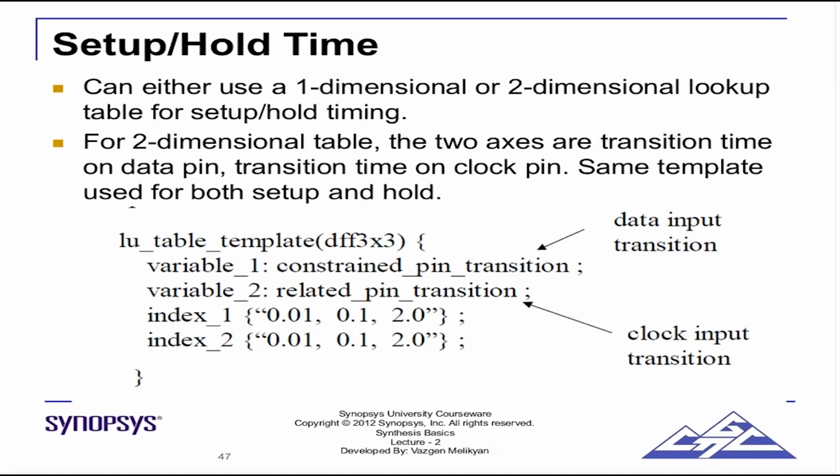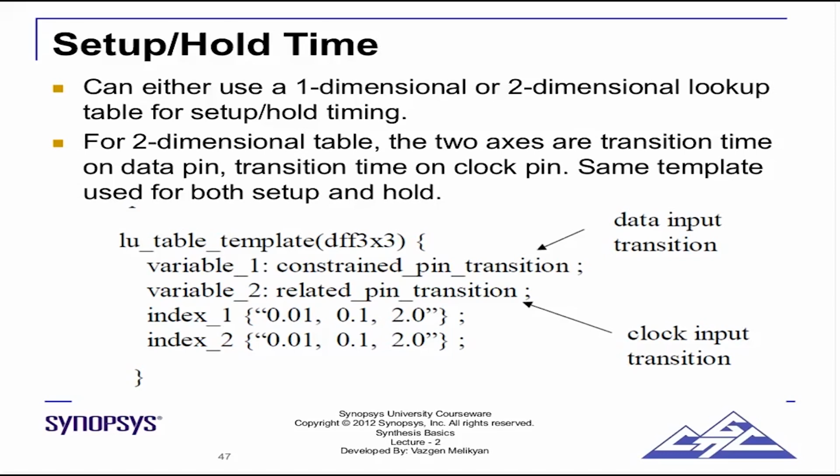We saw the propagation delay is similar for combinations of sequences, only the related pin changes. Let's look at the constraint setup and hold time. So we can use either a 1-dimensional or 2-dimensional lookup table. Usually 2-dimensional is more famous.